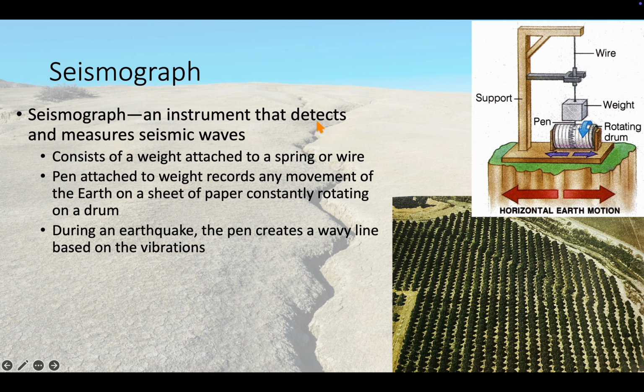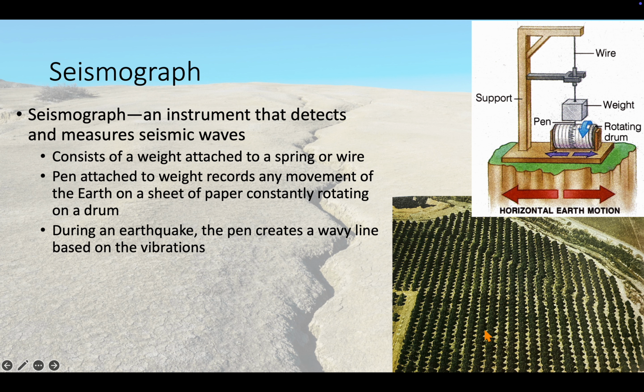A seismograph is an instrument that detects and measures seismic waves. It consists of a weight attached to a spring or wire. There's a pen attached to the weight, and any movement is then going to record on the piece of paper below it. So here's the pen. This is going to rotate. It's going to have new paper, and any movement of this weight is going to be recorded based on the vibrations. So we'd have a wavy line to determine what's happening with the movement of the earth.